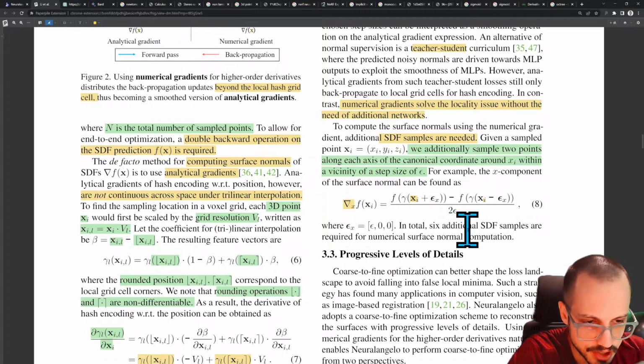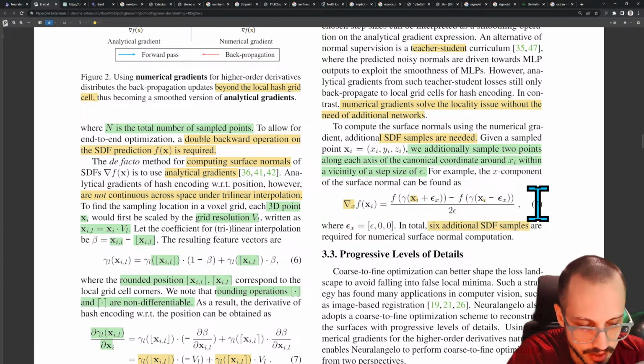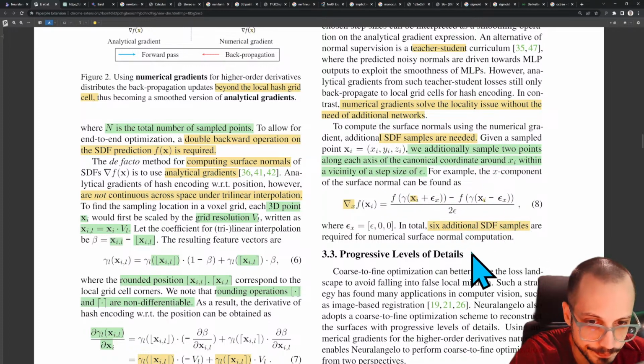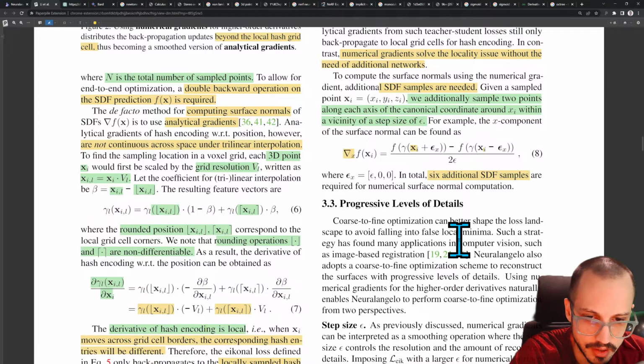In total, 6 additional SDF samples are required for numerical surface normal computation, right? So there's 3 dimensions of space in our reality, which means that you have 3 axes. Each of those axes is going to have a plus and minus, so you're going to have 6 total points that you sample. Looks good to me.